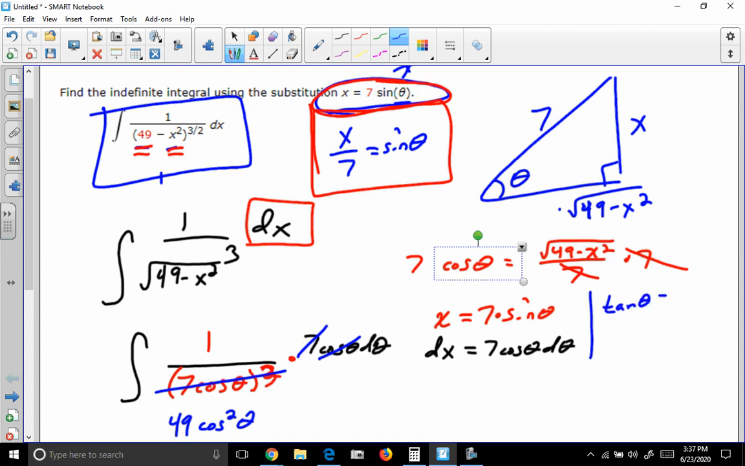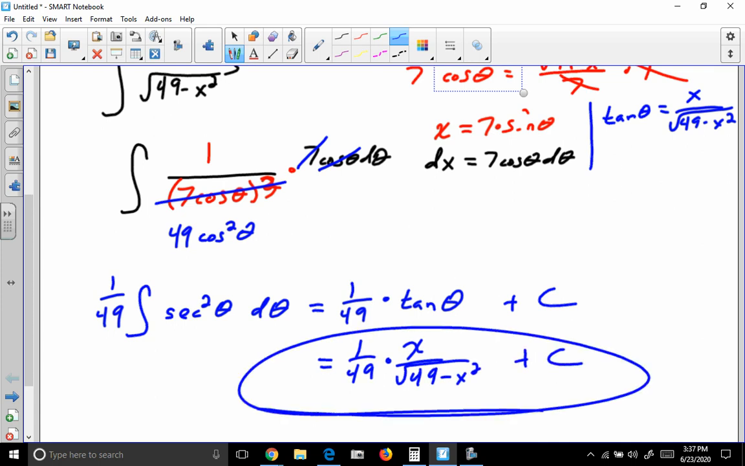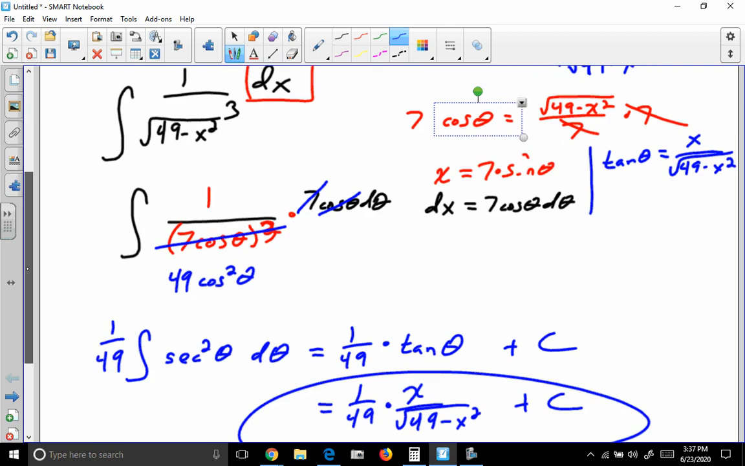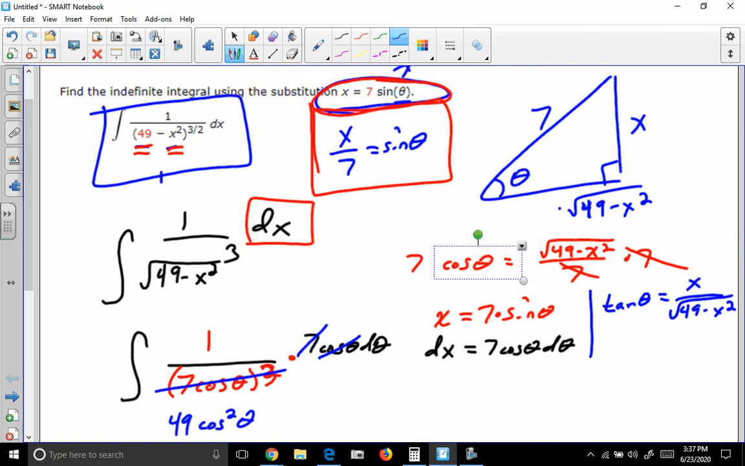Tangent theta is the opposite side over the adjacent side. So in place of tangent, we're going to put... so we have 1 over 49 out front times x over the square root of 49 minus x squared plus c. So we were able to integrate that without even dealing with x's really. We just did a change of variable, and we changed it into a trigonometric function.